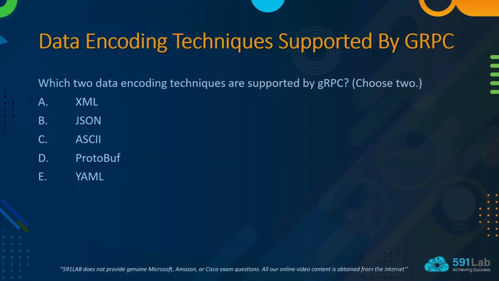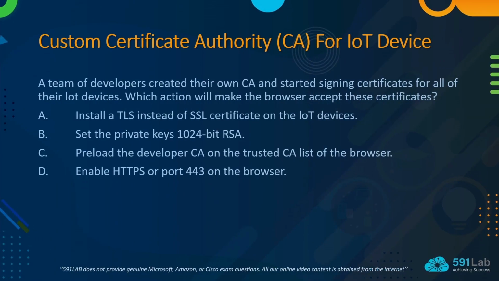Okay, let's start from the first topic, data encoding techniques supported by gRPC. The question is, which two data encoding techniques are supported by gRPC? Choose two. Okay, let's look at the second one, custom certification authority for IoT device. The question is, a team of developers created their own CA and started signing certificates for all of their IoT devices. Which action will make the browser accept the certificates?